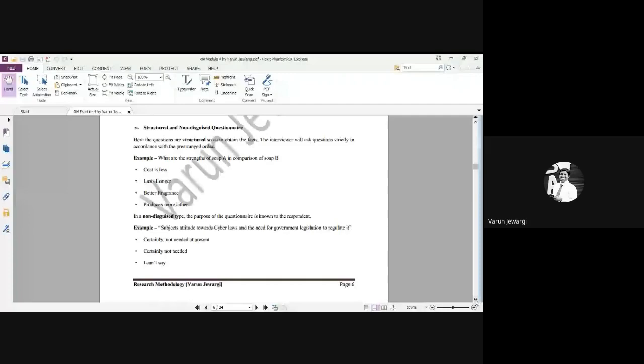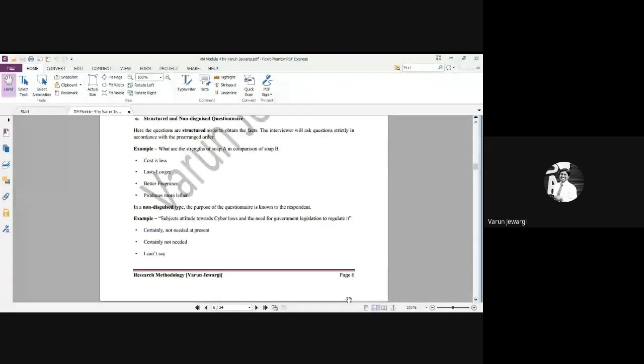Have you ever used hand sanitizer? Yes or no? Yes, sir. Could it kill the germs on your hand? The germs that were on your hand, did you kill those germs? Yes or no? I don't know. I want this answer, students, please speak. Okay, you don't know. When you say don't know, that belongs to non-disguised.